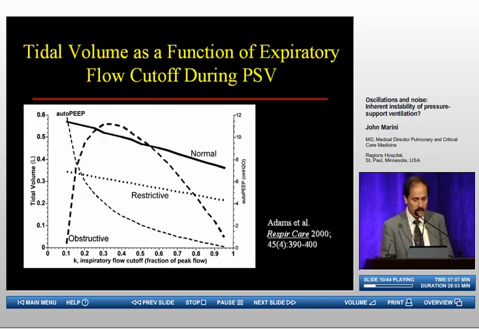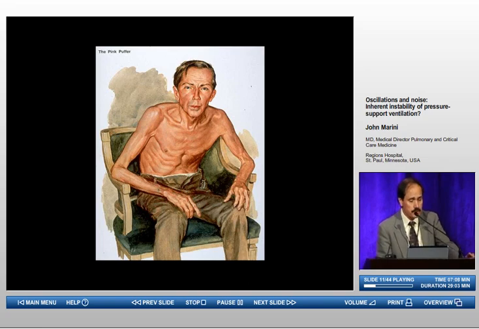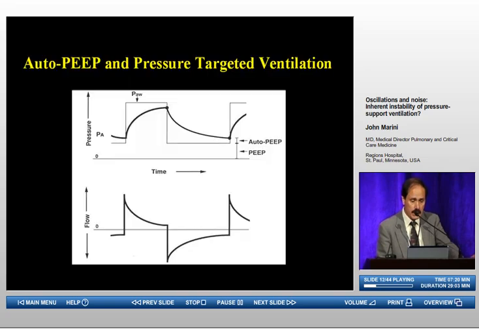I'm going to go by that and get to our point of interest, which is the patient with chronic obstructive pulmonary disease. It is here that pressure support ventilation is most helpful and also meets its greatest challenges. Because when we apply an airway pressure to the airway opening and have auto PEEP developed, then there is a driving pressure that is determined by the interaction of those two variables.